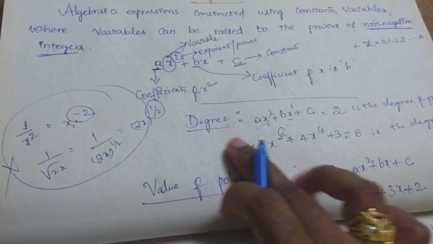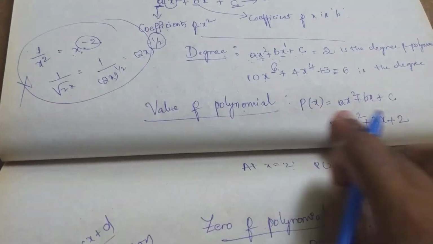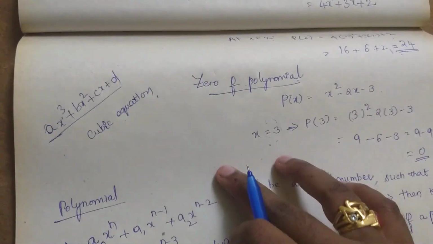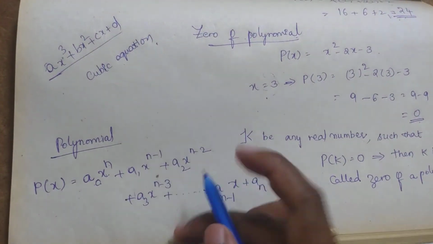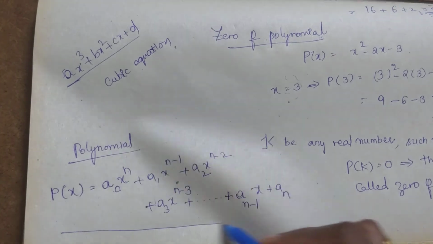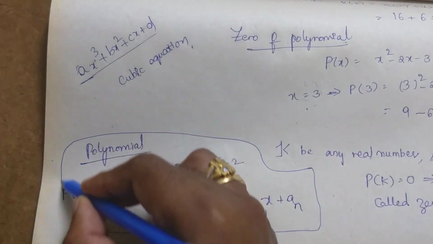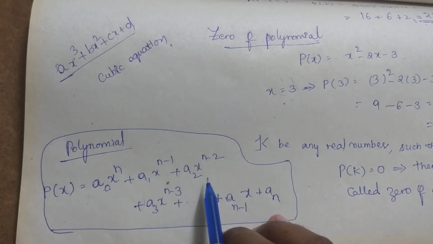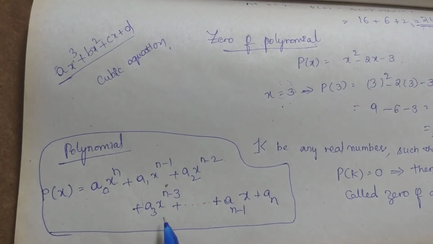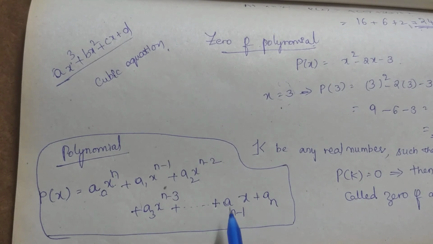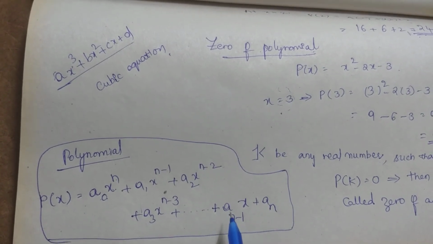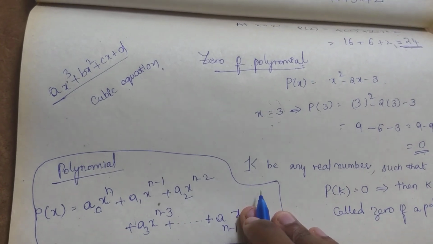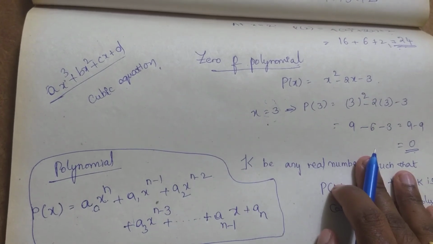This covers the degree of the polynomial, the value of the polynomial, and the zero of a polynomial. So this is the general notation of the polynomial. This is very important that you have to go through. What is the general notation? A0 x power n plus a1 x power n minus 1 plus a2 x power n minus 2 plus a3 x power n minus 3 and so on, plus an minus 1 into x plus an. Based on this concept, let's move on to exercise 3.1 and solve the questions.